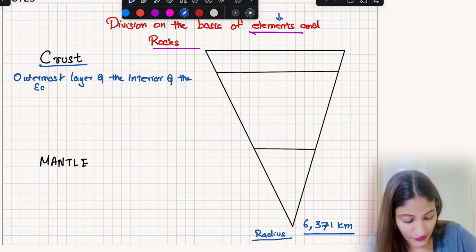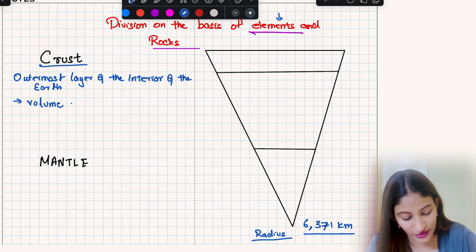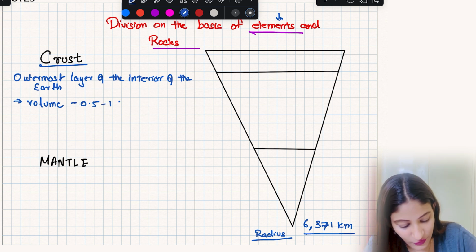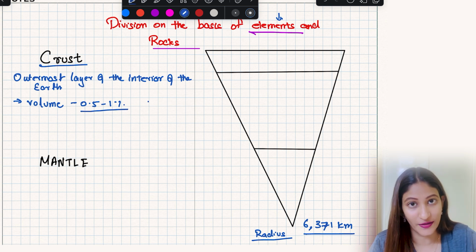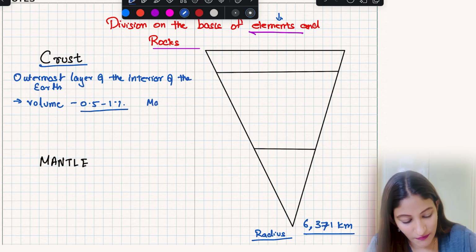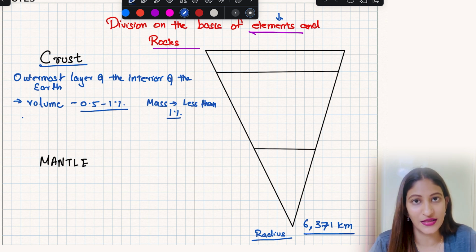All right, of the interior of the earth first. Now, in terms of volume, that means the space that it covers of the entire interior of the earth, it is just 0.5 to 1%. That's it in terms of volume, in terms of the space that is occupied. And if we talk about the mass, it is less than 1%. Now, this means, however, we walk on the crust, we build our infrastructures on the crust, it does not occupy a very large space.